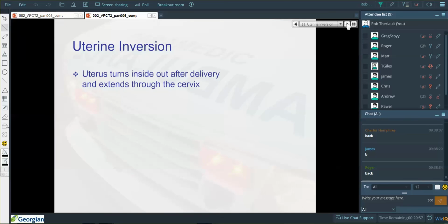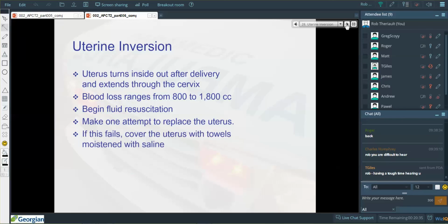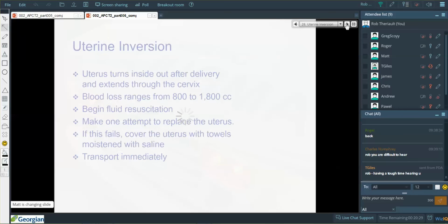Uterine inversion is when the uterus turns inside out after delivery and extends through the cervix. Blood loss can be 800 cc's or more, and we want to begin fluid resuscitation. The recommendation is that you make one attempt to replace the uterus. Take, ideally, a sterile gloved hand and push the uterus back in. If that fails, then cover the uterus with towels moistened with saline and transport.